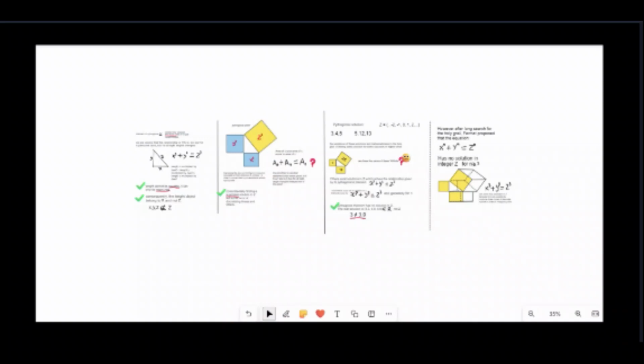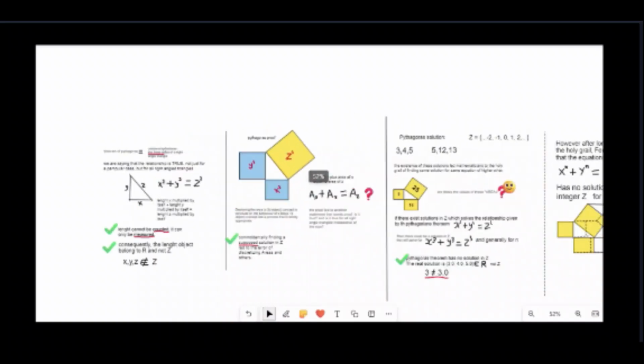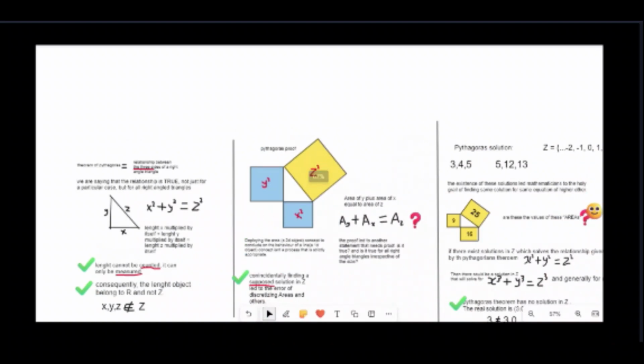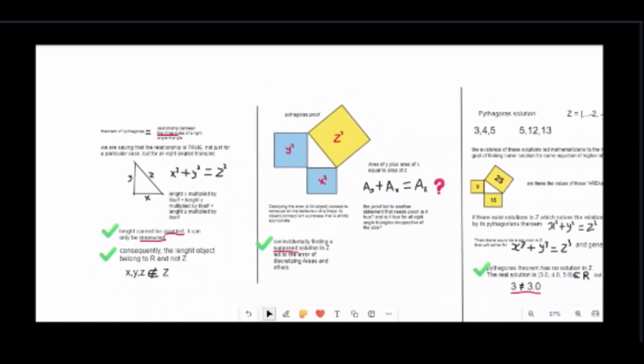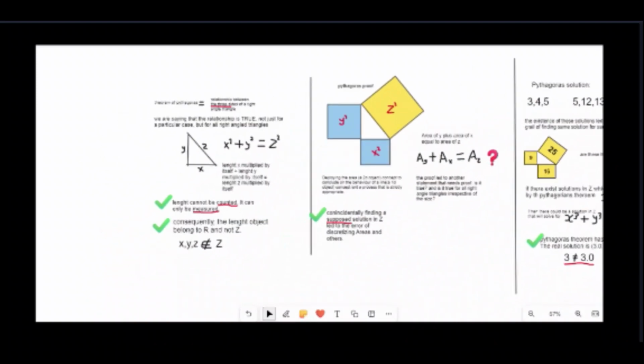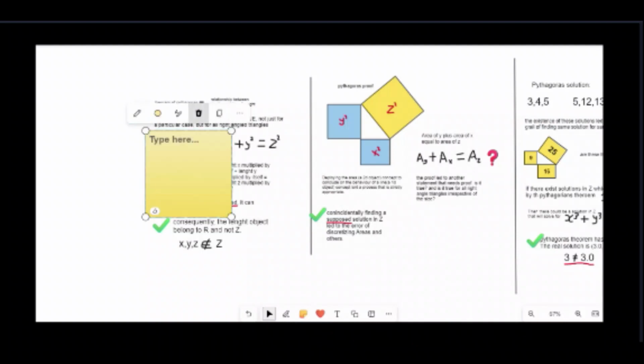In this video, I want to show you how Pythagoreans misled Fermat in the formulation of the Fermat's last problem. So, as you can see, we are going to start from the Pythagoras theorem itself. We're going to start from the Pythagoras theorem.